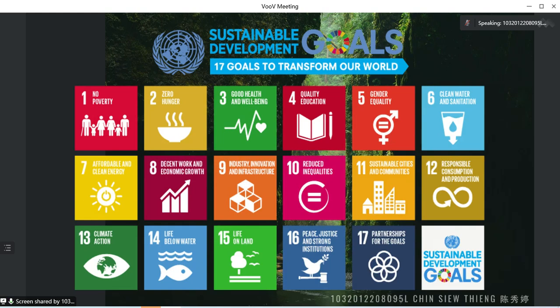Second is zero hunger, which is quite similar to the first one. And the third one is good health and well-being, where hospitals and medical resources are able to reach the citizens of every country. The fourth one is quality education. Fifth is gender equality.